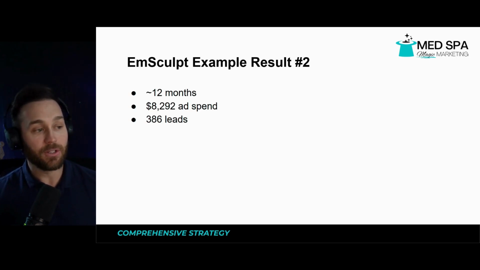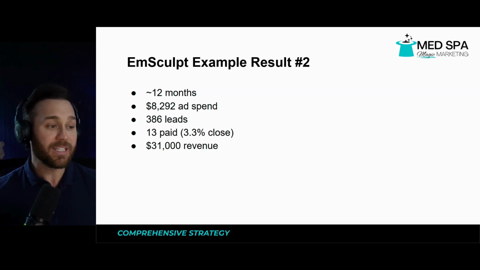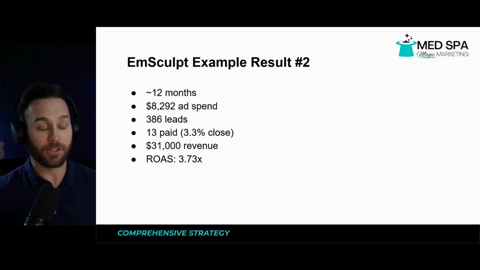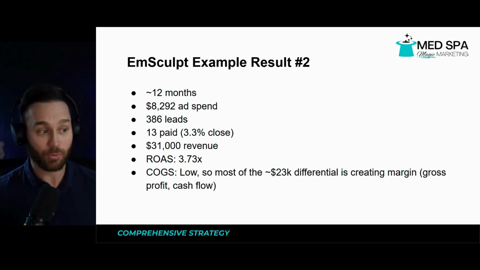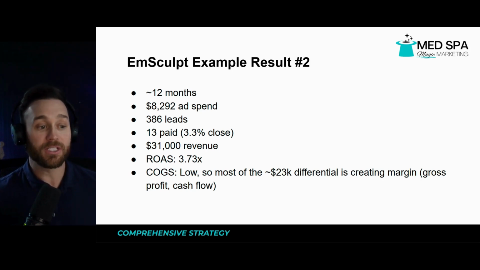They spent $8,300 on ads. They had 386 leads for Emsculpt. I actually don't remember if this one's Emsculpt or CoolSculpt. I'd have to check. 13 paid, which is a 3.3% close rate. $31,000 though in revenue. So $8,000 in ad spend, $31,000 in revenue, 3.7x return on ad spend. Again, you have relatively low cost of goods. So this created a margin of $23,000 that's largely gross profit and positive cash flow.